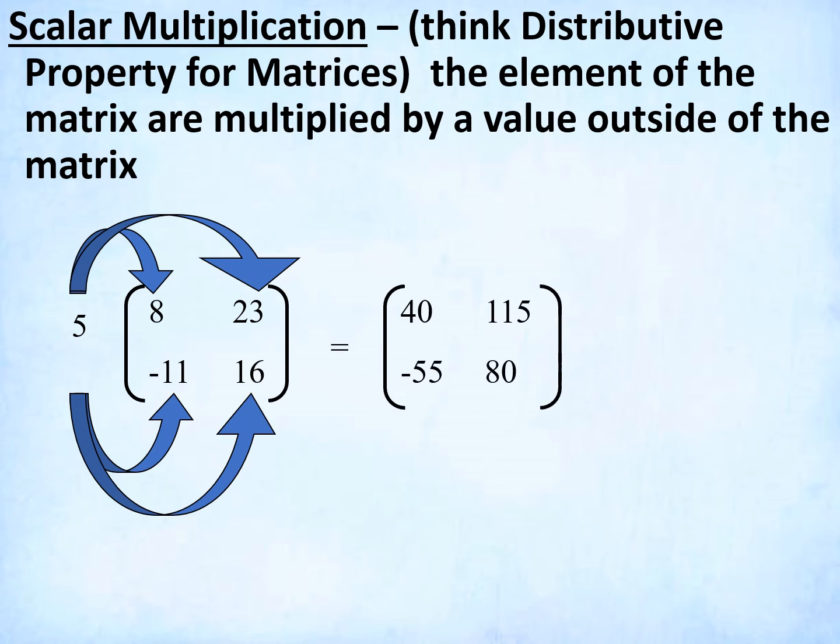So 5 times 8 is equal to 40. 5 times 23 is equal to 115. 5 times negative 11 is equal to negative 55. And 5 times 16 is equal to 80. So that is scalar multiplication.